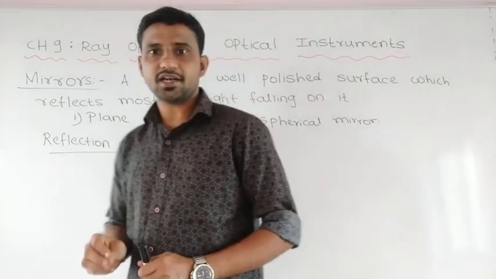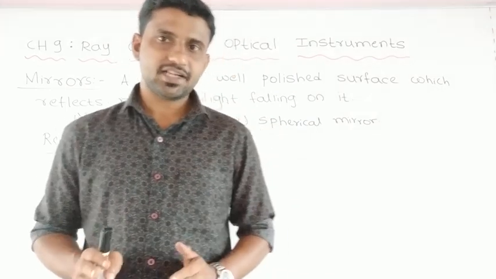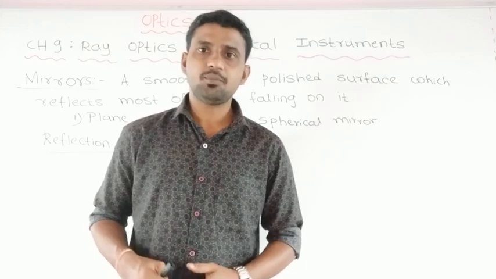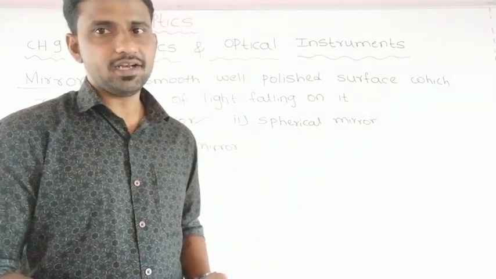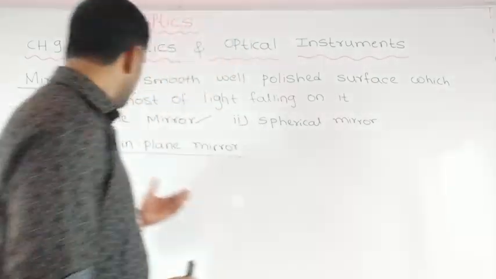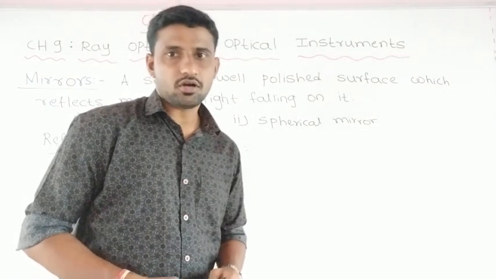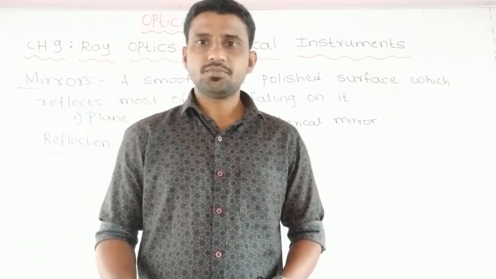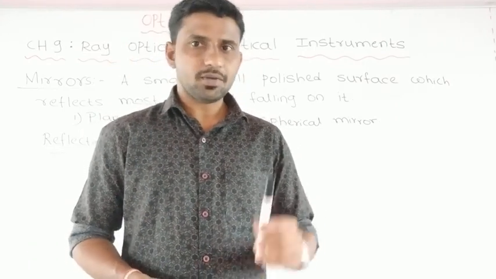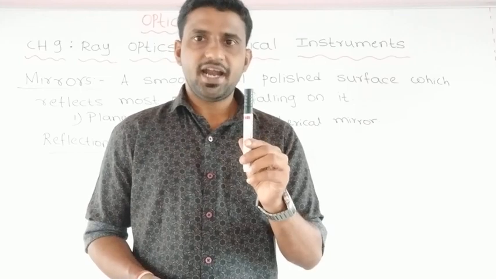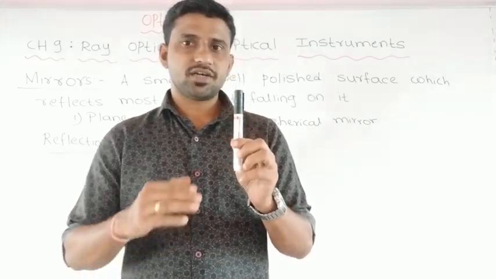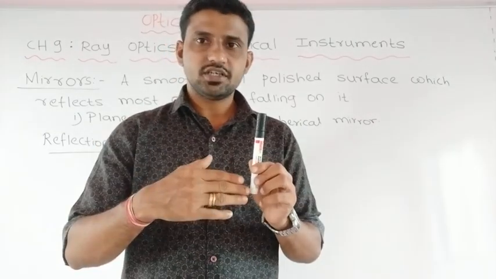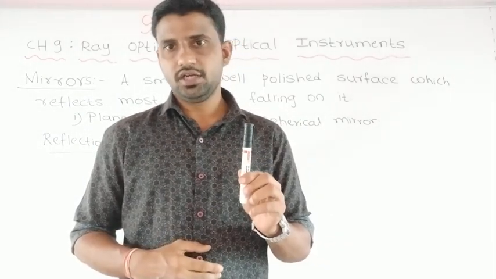A plane mirror is a mirror whose one side has a reflecting surface and another side has a non-reflecting surface. That type of mirror is called a plane mirror. Now let us see how the reflection takes place in the case of a plane mirror. Suppose I place an object in front of the plane mirror, then I will get the image of this object because of the reflection of light.